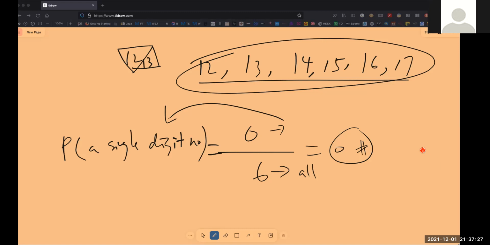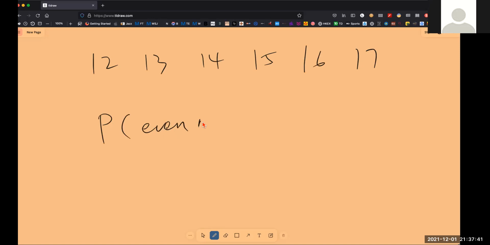Okay, 2 marks. All right. Then what about if I ask you for another question out of this? The question is 12, 13, 14, 15, 16, 17. What about the probability of getting an even number? So total is 6. How many even numbers do you have here? Even numbers: 12, 14, 16. So it's 1, 2, 3, 3 out of 6. So 1 out of 2.